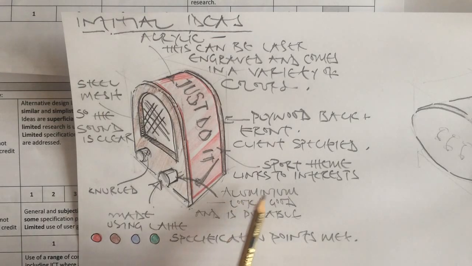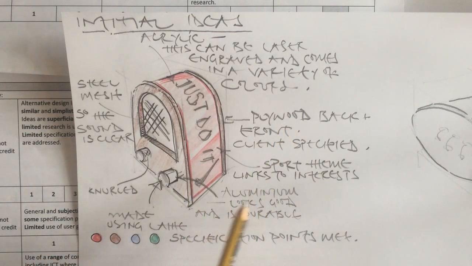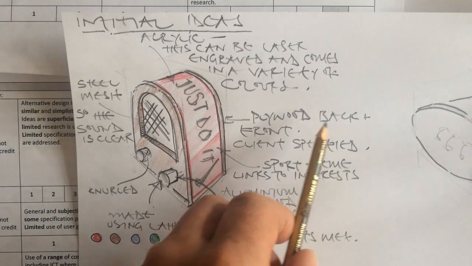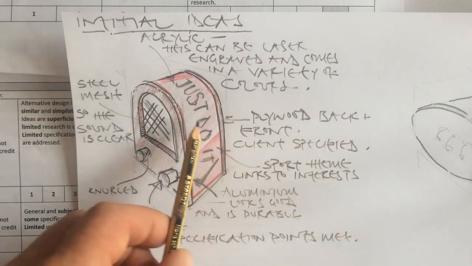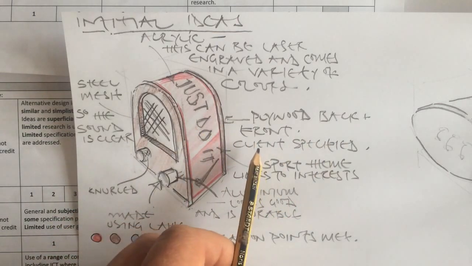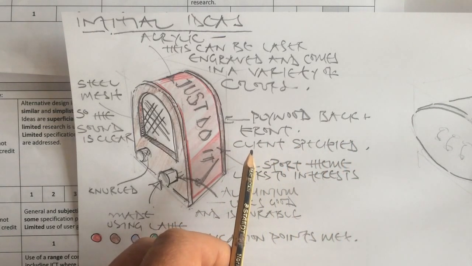I've also been quite specific in my labelling of the materials, and then annotating that, or increasing the detail of that, by saying I've used aluminium because it looks good and it's durable. Similarly, I've talked about processes because I've said that this element here is going to be made using a lathe. Similarly, on the back, I've got the plywood, back and front has been mentioned, okay, and my justification for this is because the client has specified that previously.